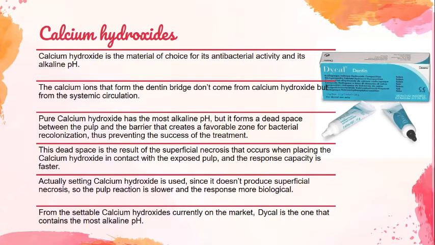This dead space is the result of the superficial necrosis that occurs when placing the calcium hydroxide in contact with the exposed pulp, and the response capacity is faster. Actually, setting calcium hydroxide is used since it doesn't produce superficial necrosis, so the pulp reaction is slower and the response more biological. From the setting calcium hydroxides currently on the market, the Cal is the one that contains the most alkaline pH.